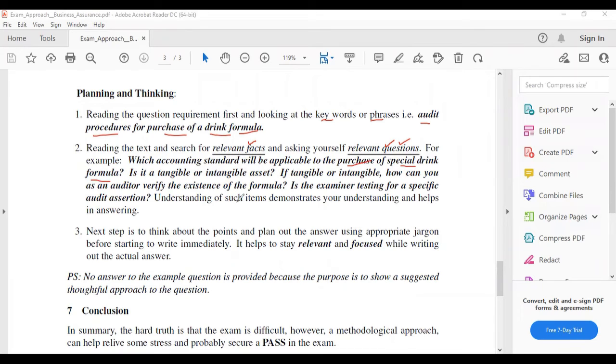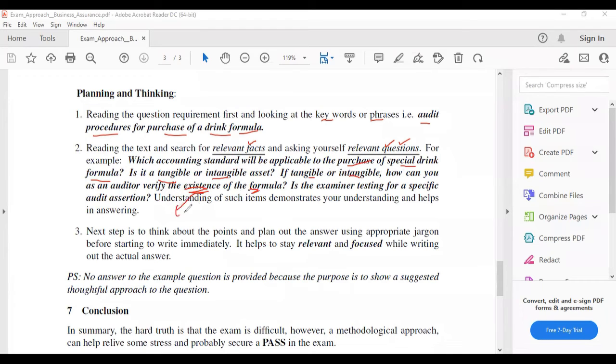So if you look at it, the question did not say which standard the company is using. So in your answer, you can state that the company should be following XYZ standard. You should know that too from your financial reporting exam. And whether the company has done appropriate recording of that, whether it's a tangible or intangible asset, that's very clear. It's an intangible asset. You can actually tell that. Then, how you as an auditor can verify existence of the formula.